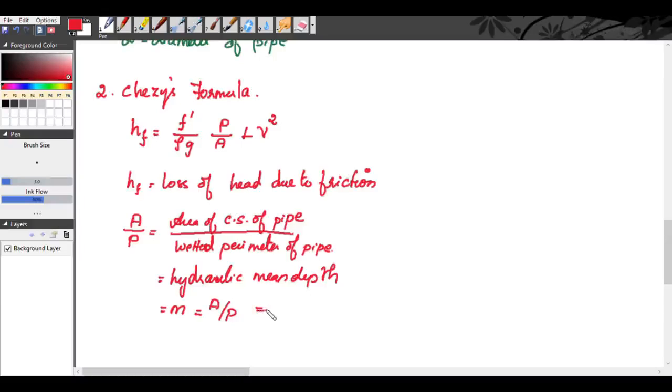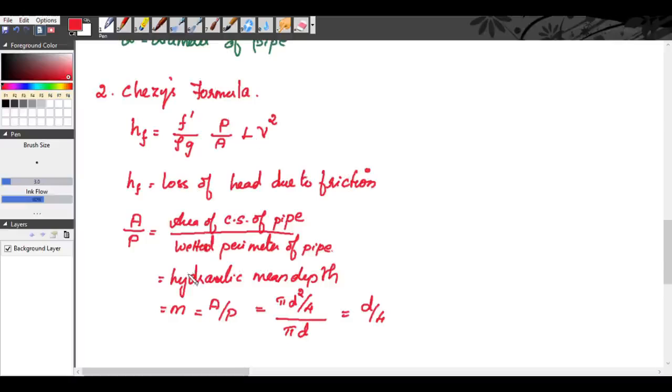Now what is area? Area is pi d square by 4 divided by wetted perimeter, which is pi d. Why is the wetted perimeter pi d? We know the perimeter of a circular section is pi d, and our condition is that the flow through pipes is full under pressure. So the perimeter is pi d. So we get M is equal to D by 4 for circular cross section.